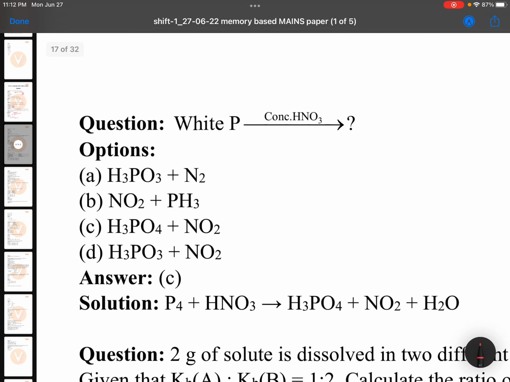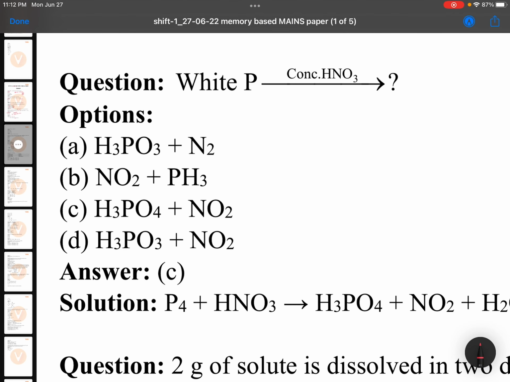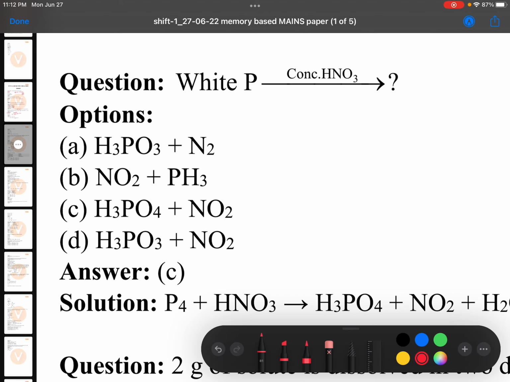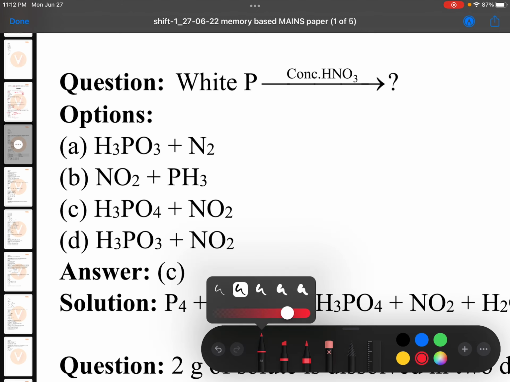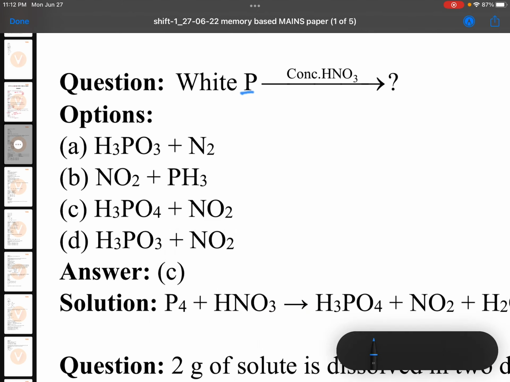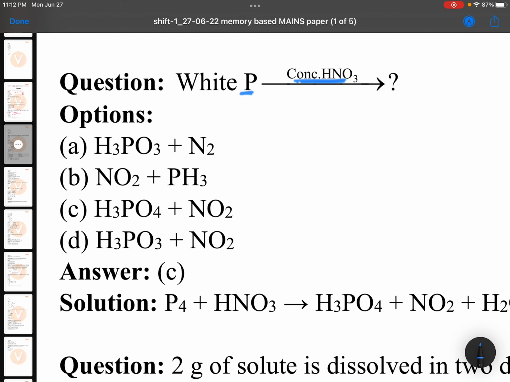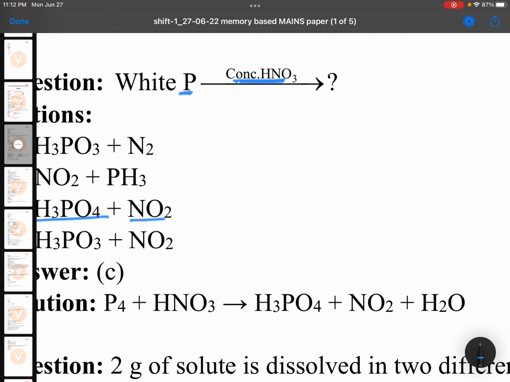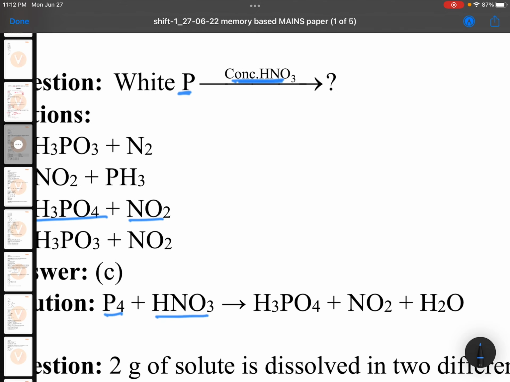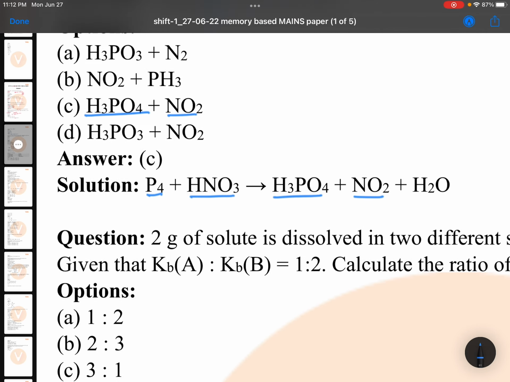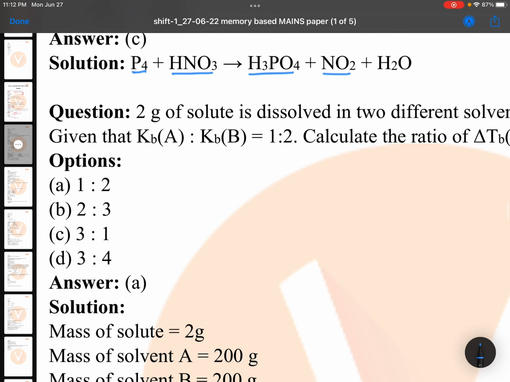White phosphorus with concentrated HNO3. This reaction is again an NCERT based equation. When white phosphorus reacts with HNO3, it gives H3PO4 and NO2. The reaction is like this: P4 plus HNO3 gives H3PO4 plus NO2. Statement as it is, question of NCERT.